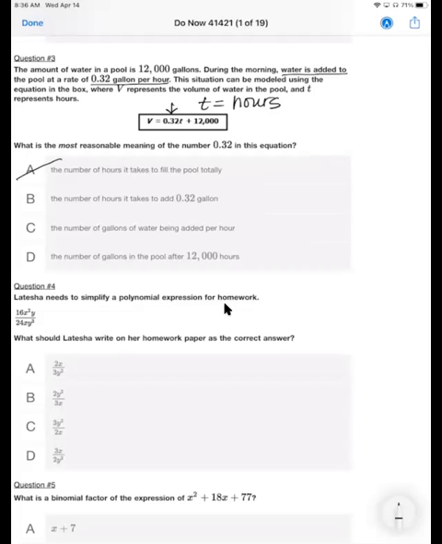We know that it is 0.32 gallons per hour. So we're gonna mark that one off as well. And then C says the number of gallons of water being added per hour, which is the correct answer. D is the number of gallons in the pool after 12,000 hours. Again, we don't know how many hours, and the number 12,000 was gallons. It wasn't hours, so that's incorrect as well.